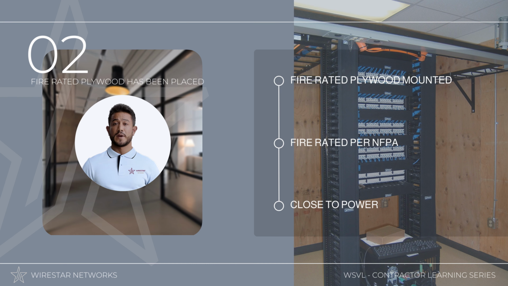Number 2. Fire-rated plywood. Depending on your local jurisdiction and construction plans, your MDF may call for the entirety of all walls to be covered with fire-retardant plywood. At minimum, a single sheet of 4x8 fire-rated plywood must be securely fastened to the wall where the MDF rack system will be located. Without it, important network components cannot be properly mounted.